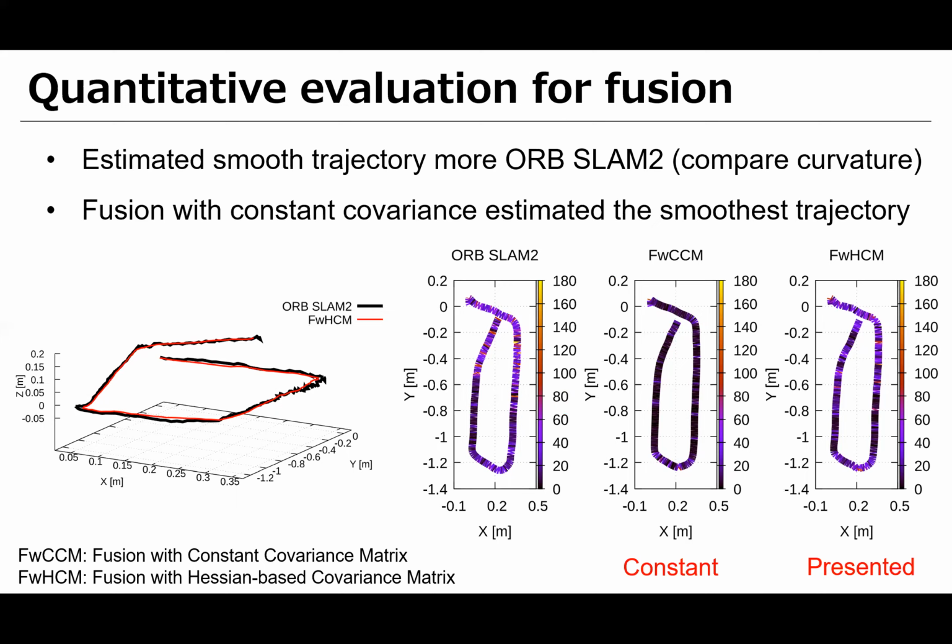We also conducted a localization experiment with the constant covariance matrix case. In this case, the presented covariance determination method is not used, and the covariance is constantly determined. The curvature is the smallest when the constant covariance matrix is used. However, there is another problem.